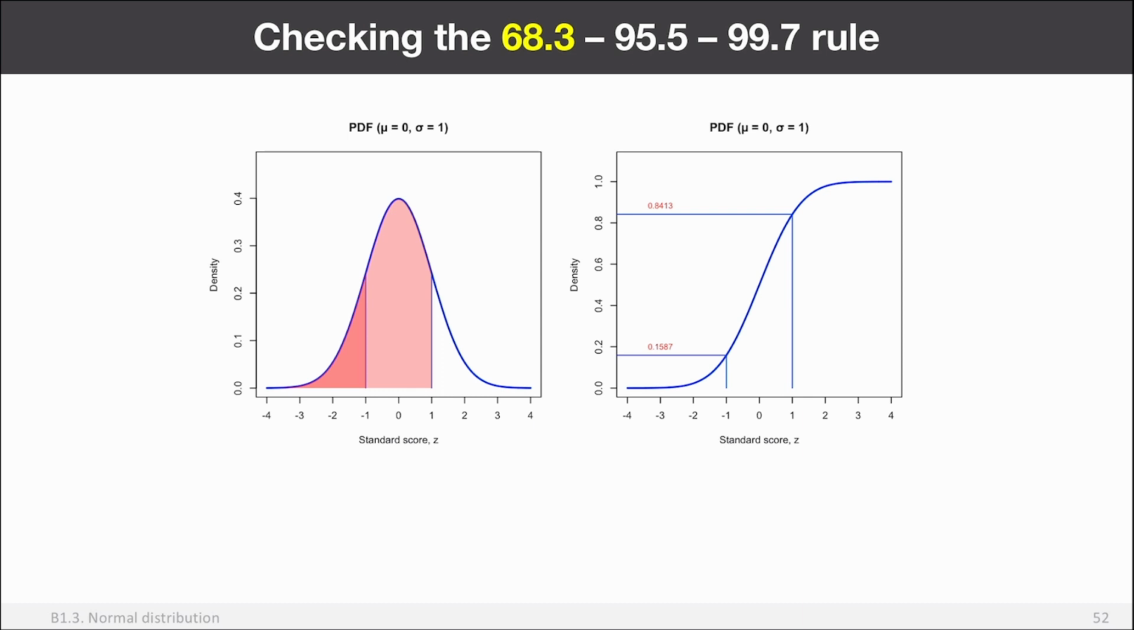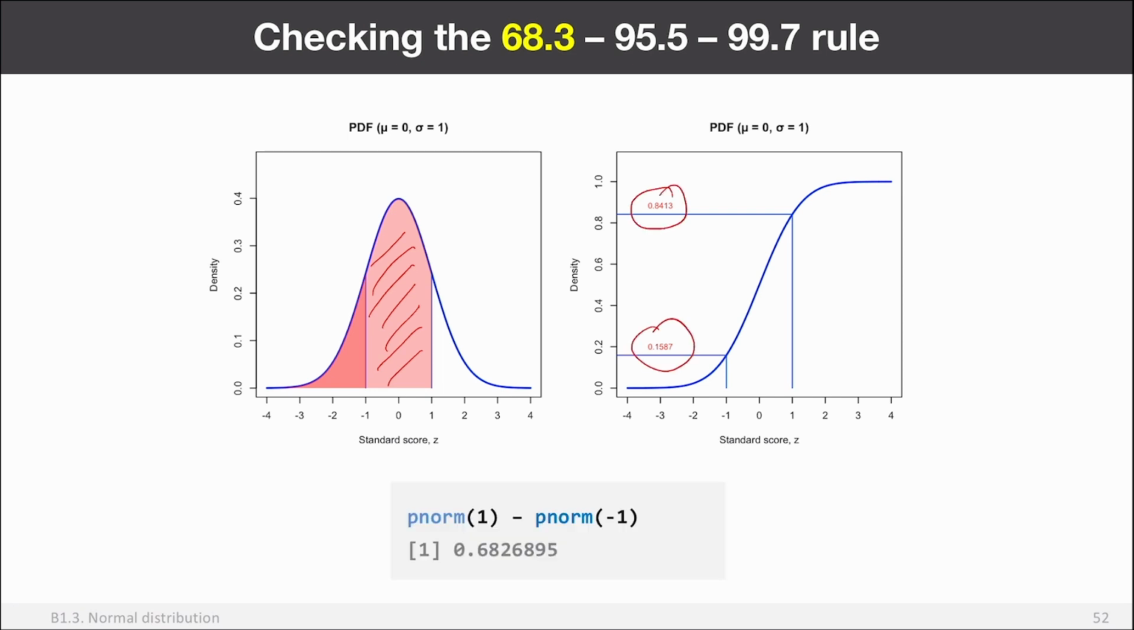What we look for is the value in between, so this area. We need to find this area, and we know how to find it. It's this probability minus this probability, right? And if you do that, you simply write p norm for one standard deviation above the mean minus p norm for one standard deviation below the mean. So this gives you this area, the big one.